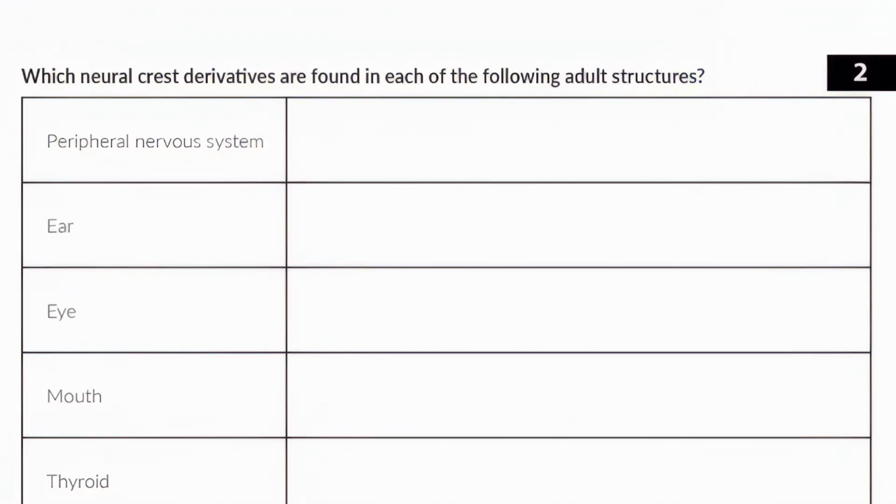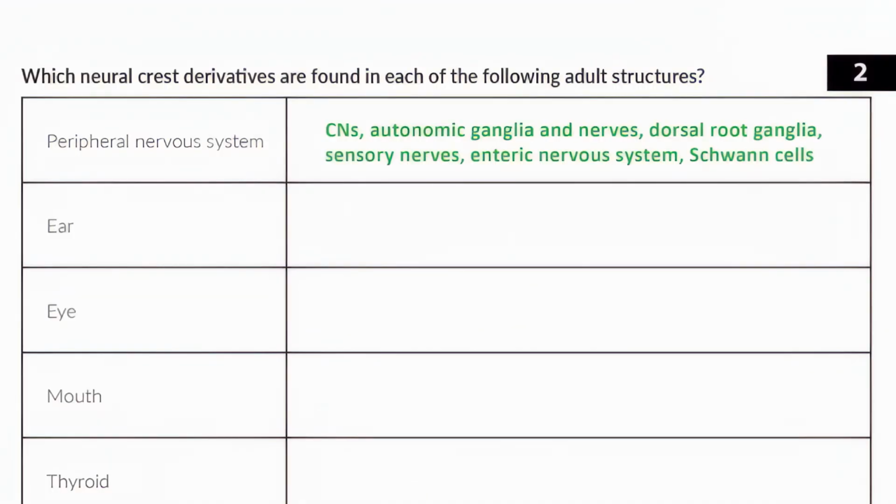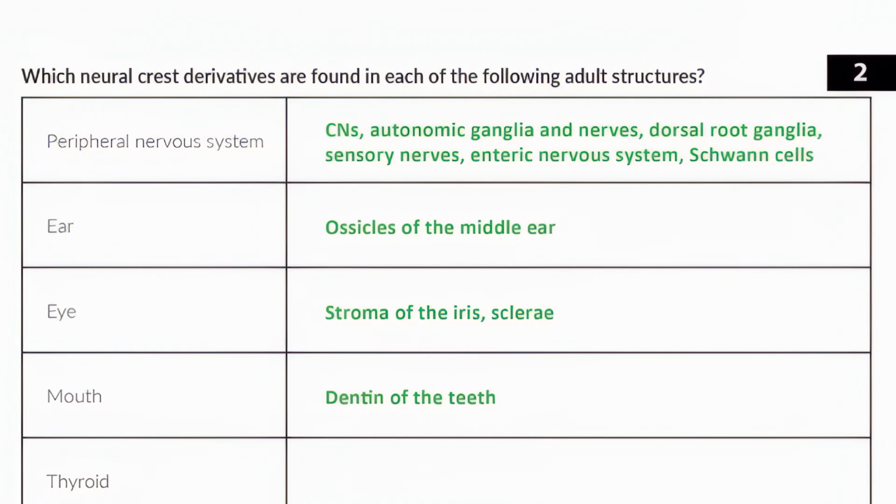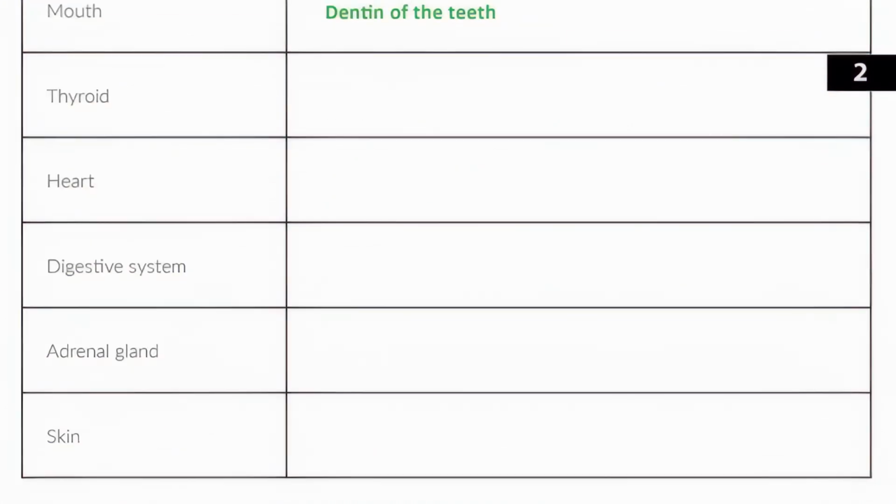In the peripheral nervous system, we get the cranial nerves, autonomic ganglia and nerves, the dorsal root ganglia and sensory nerves, and the enteric nervous system, and also the Schwann cells. In the ear, you have the ossicles of the middle ear, the malleus, incus, and stapes. In the eye, you have the stroma of the iris, and also the sclerae. In the mouth, you find the dentin of the teeth, which comes from the odontoblasts.